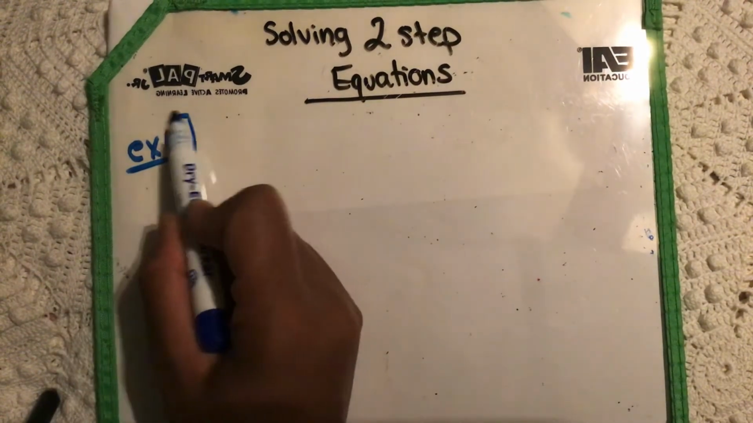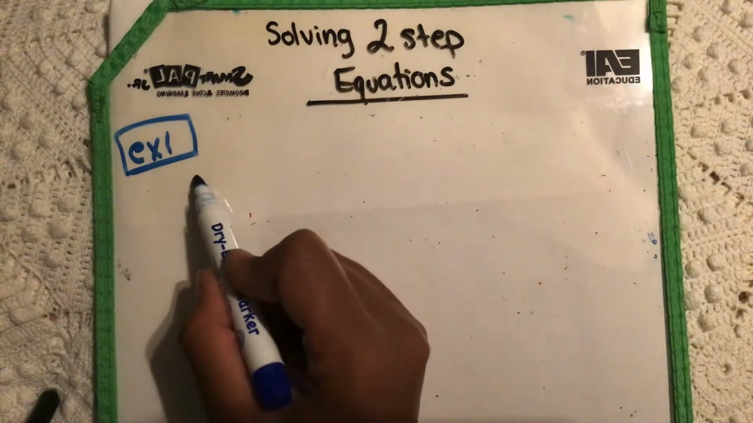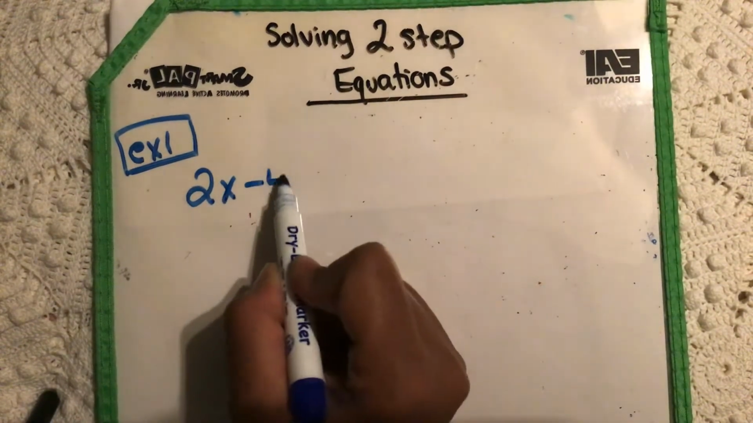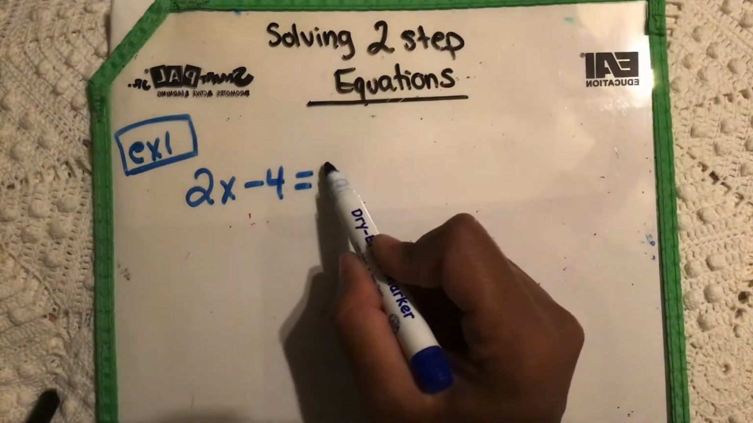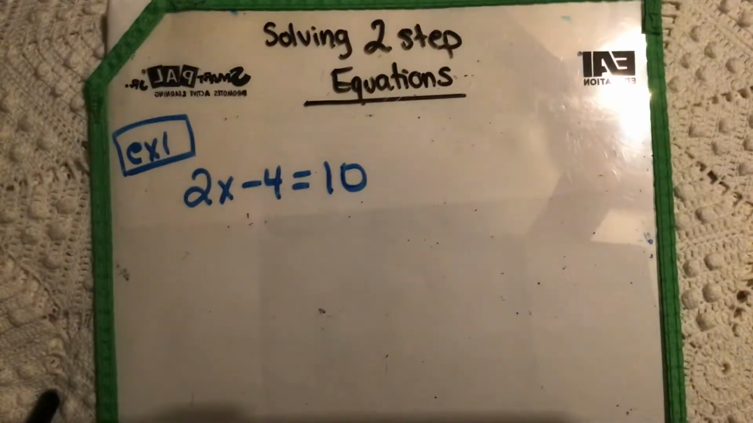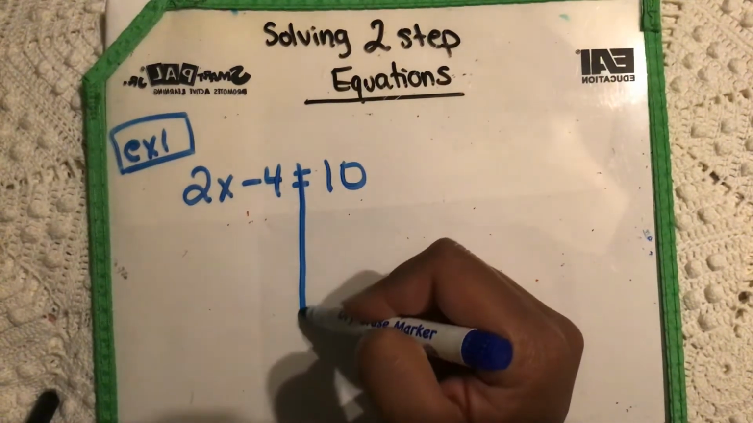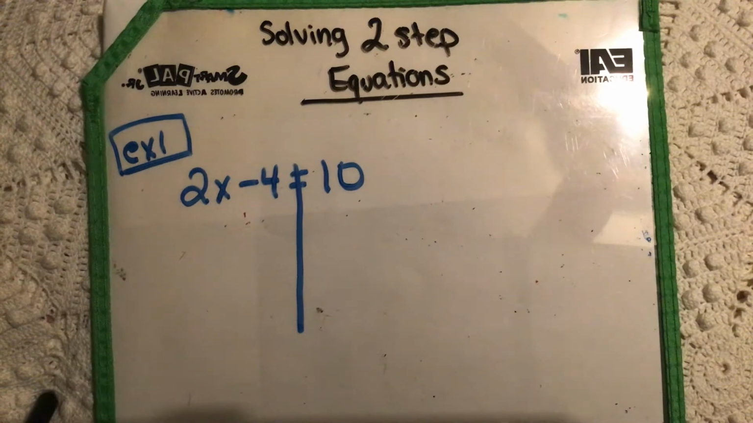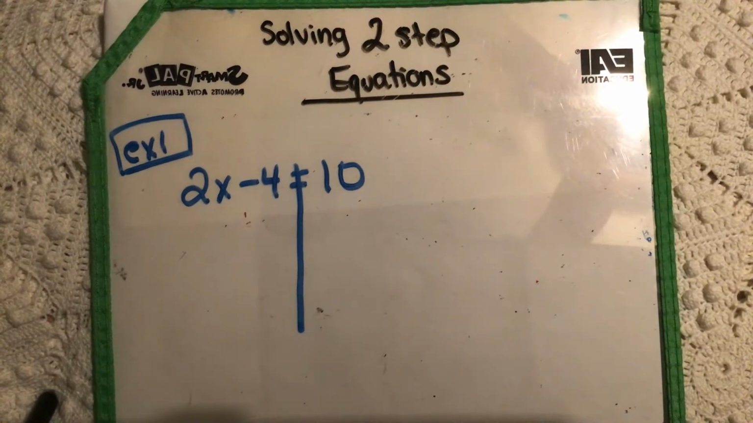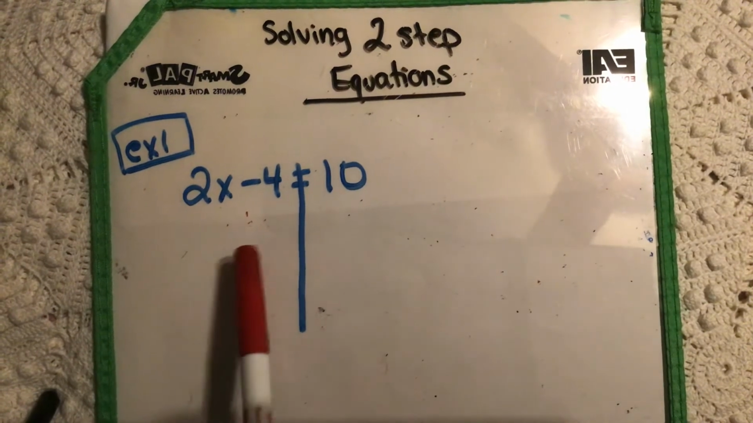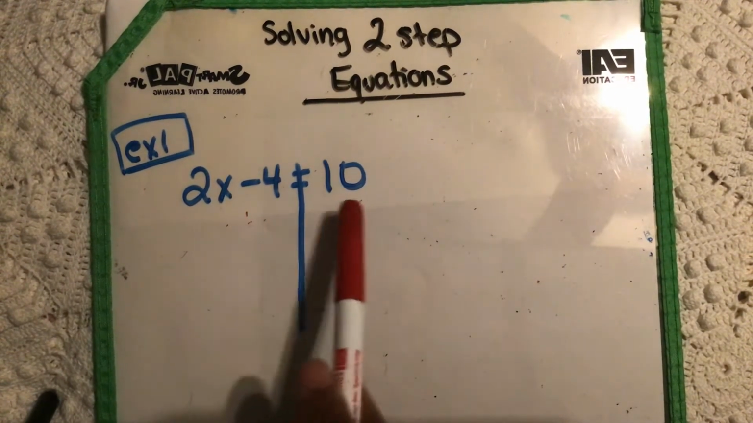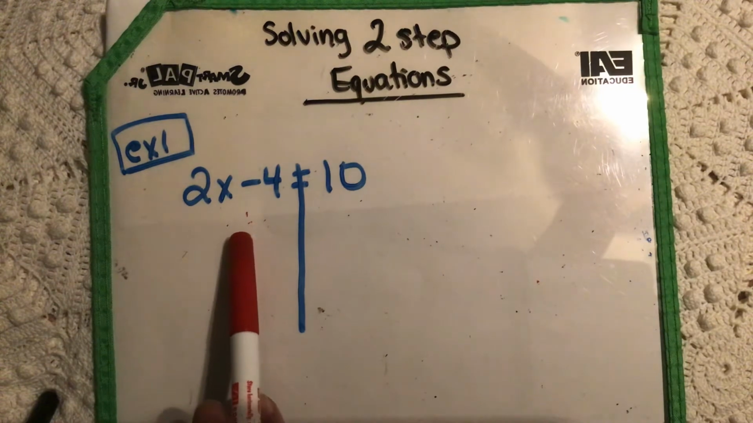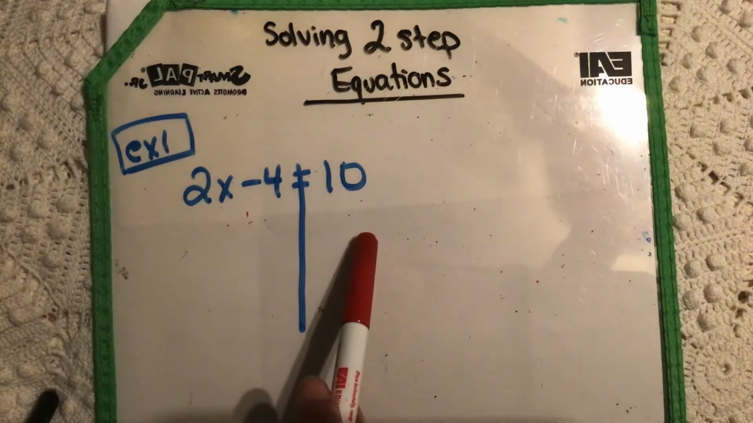Knowing that our goal has not changed, we need to get the letter by itself. I'm going to have 2x minus 4 equals 10. So I'm going to create my line in order to keep my work organized. My goal is to get this letter x by itself, which I cannot do yet because I have a 2 in front and a minus 4 on the same side of that equal bar. Every single time I want to cross this equal sign, I have to do an opposite operation because I'm going to the opposite side of the line.